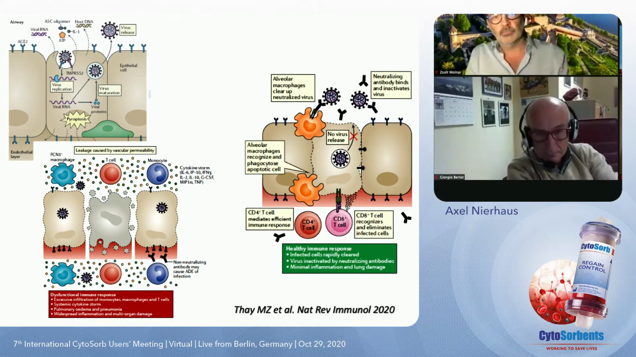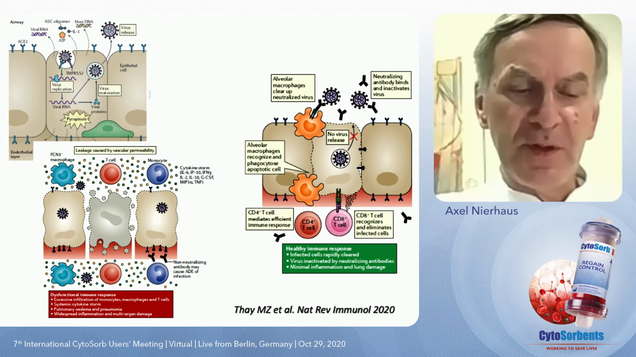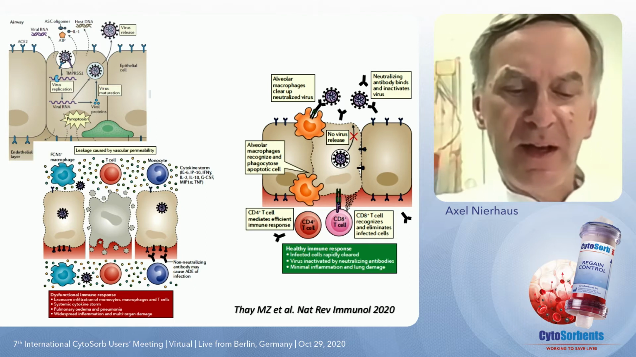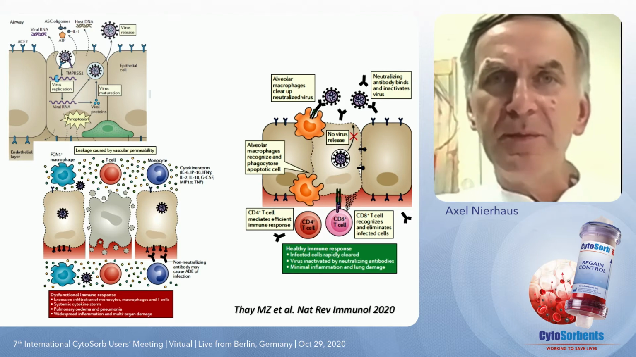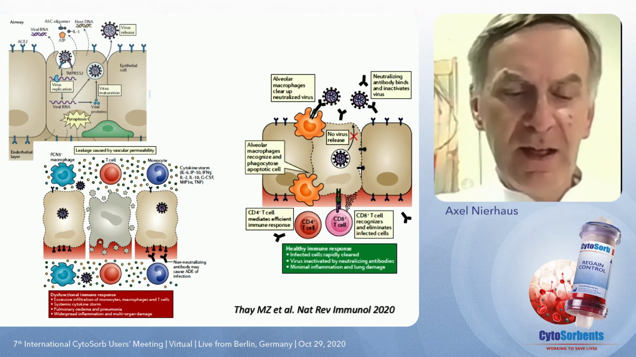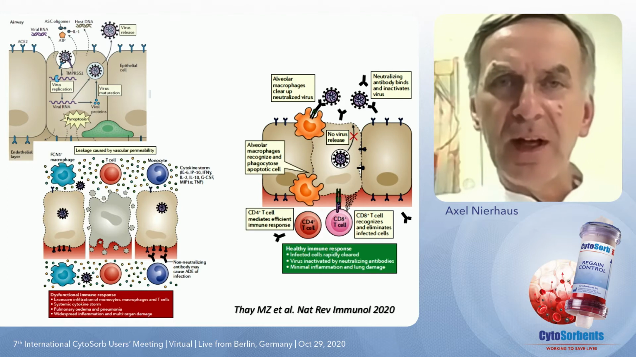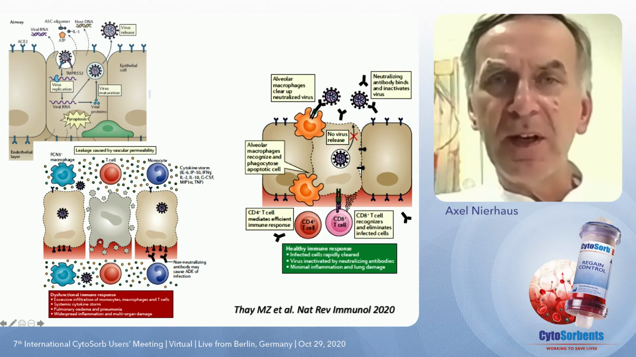Now on the right-hand side of this cartoon, you see the healthy immune response, when infected cells are rapidly cleared and the virus is inactivated by neutralizing antibodies, if there are any. And by this, of course, this will cause minimal inflammation and minimal lung damage if the body is prepared for this attack. However, in COVID-19, we have a different situation.